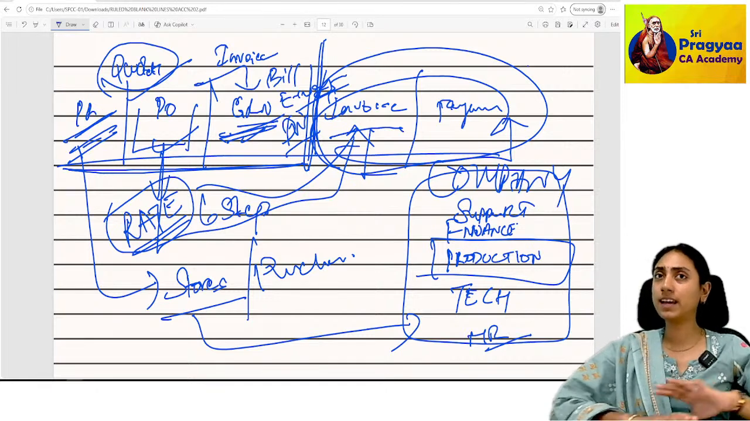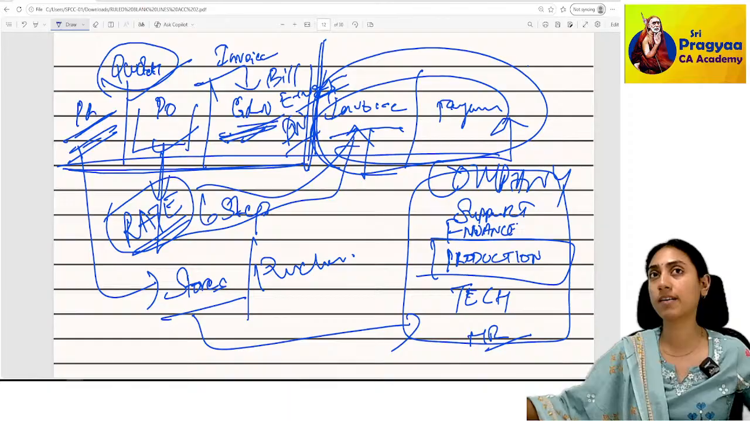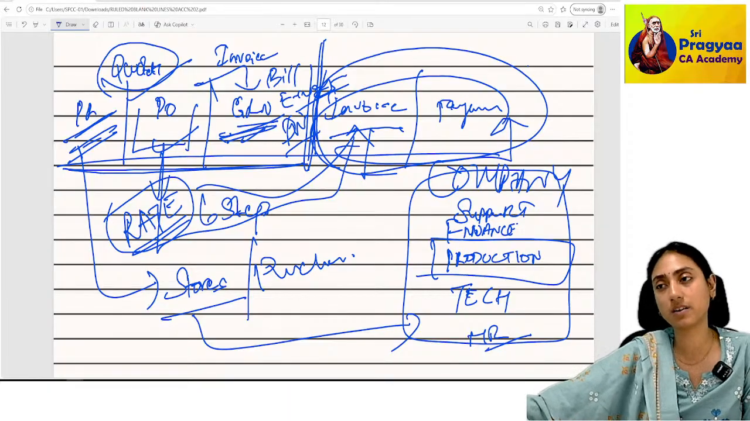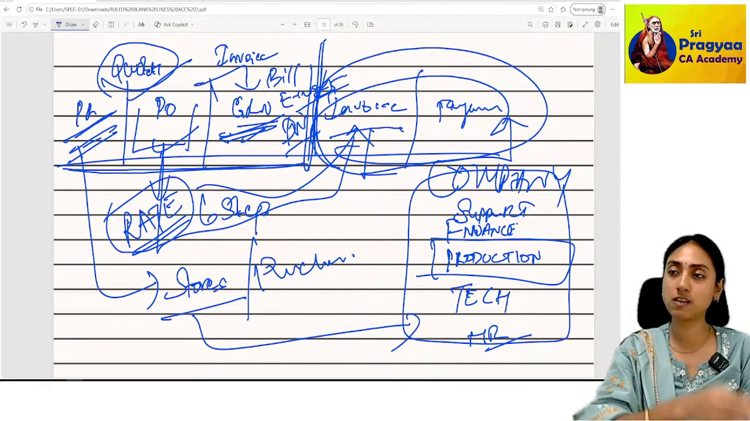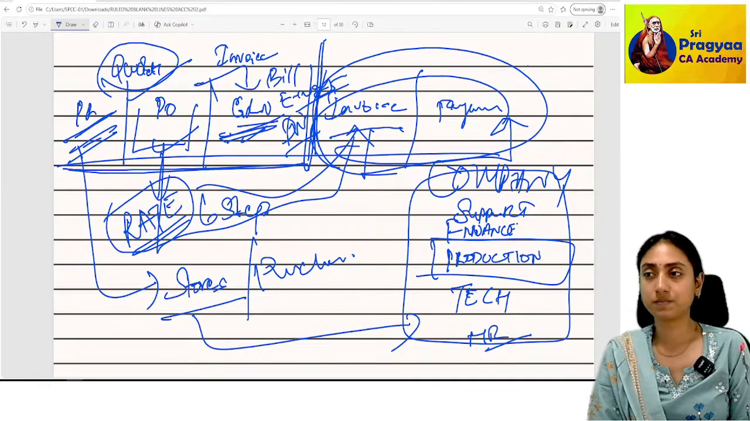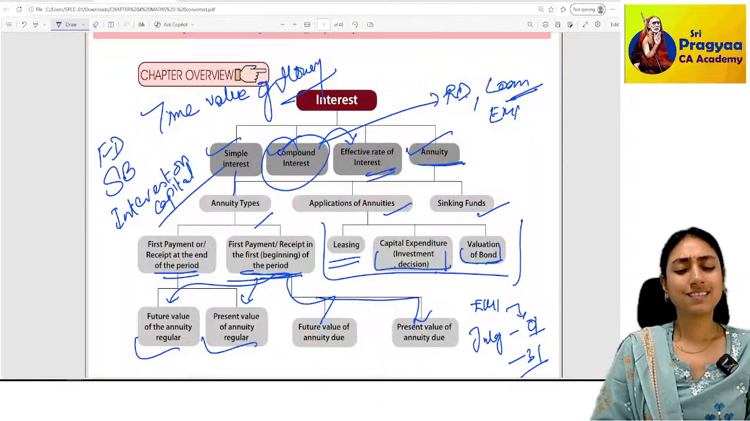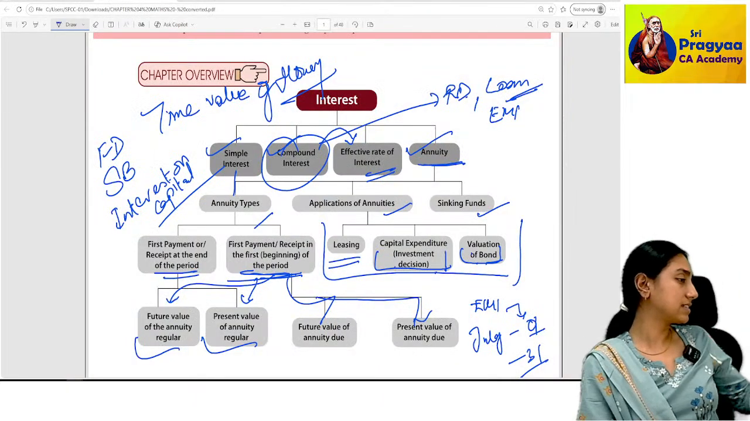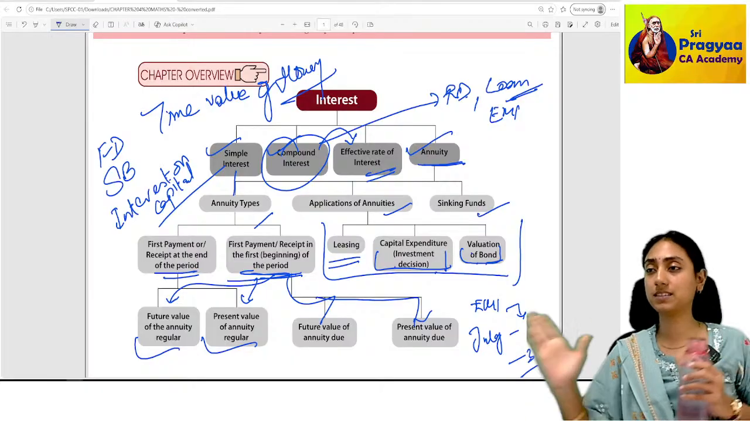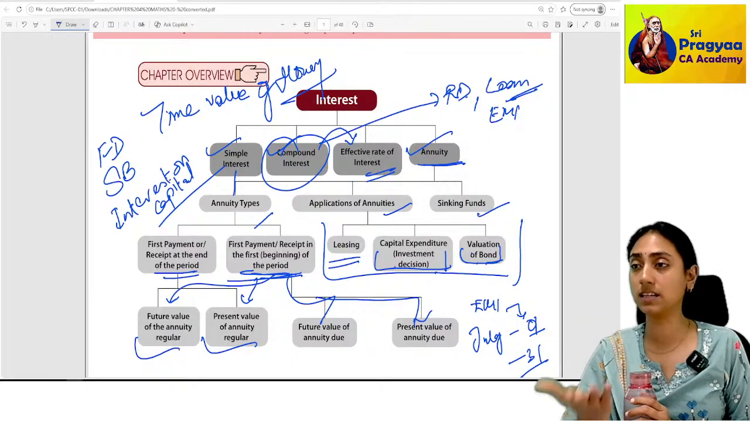There are various arenas in which you get a job after completing your CA. Bookkeeping is one such way. Decision making, a CFO, is another such arena. Got it? There are many more. There is FP&A, which is financial planning and analysis. So there are a lot of arenas where you can get involved in budgeting.